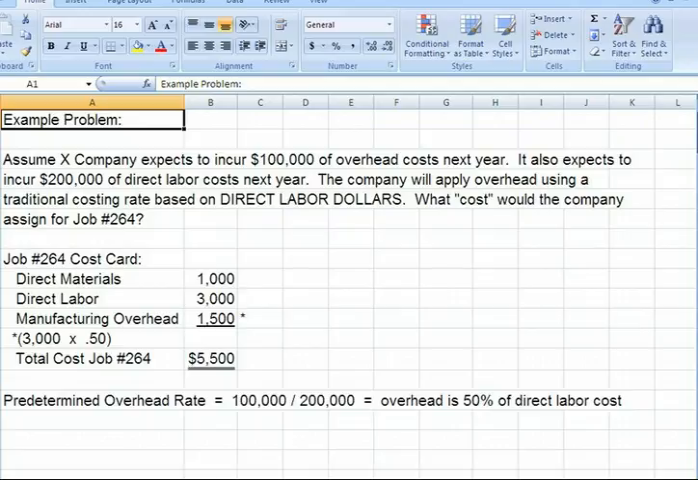better business decisions. So the example problem here is, let's assume we have a company that on January 1st has predicted we're going to have $100,000 worth of overhead costs next year. That's depreciation, property taxes, insurance, supervisory salaries, janitorial services, etc. And they also expect to have $200,000 worth of direct labor costs during the year.